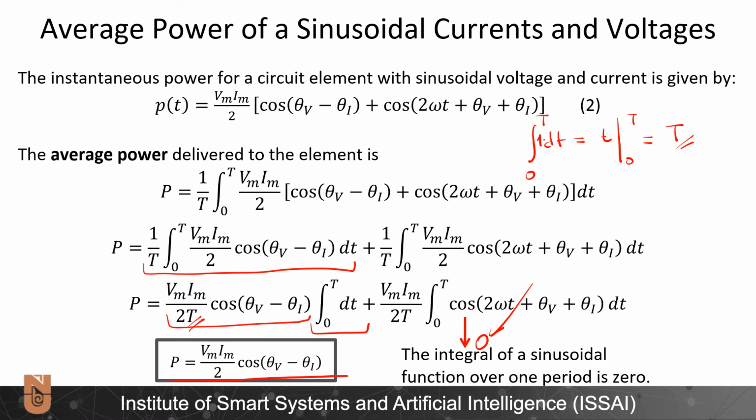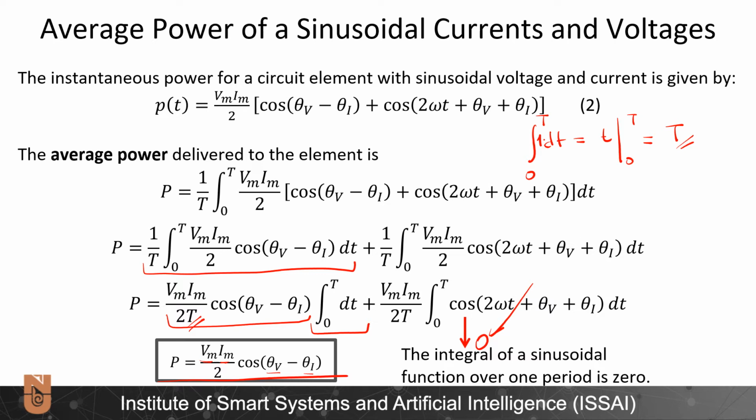It just depends on the amplitude of the voltage and the amplitude of the current, and the phase of the voltage and current are very important. For instance, if both the voltage and current have the same phase, we have cosine 0, so average power will be equal to Vm times Im divided by 2.